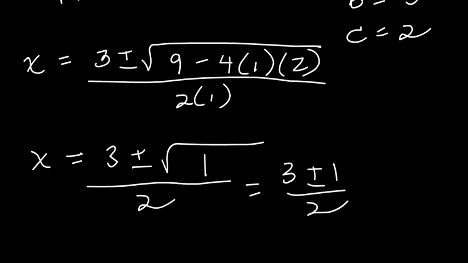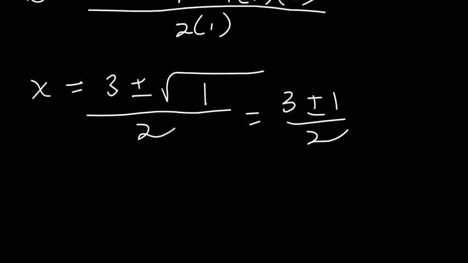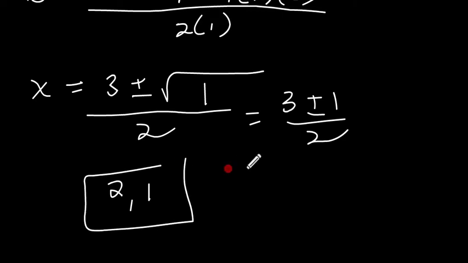So you're going to get 2 answers. This would have been factorable. If you don't get a radical, you could have factored it. But you have to do the method that they say. So 3 plus 1 is 4. 4 divided by 2 is 2. 3 minus 1 is 2. 2 divided by 2 is 1. And there you go. That's your final answer for that one.